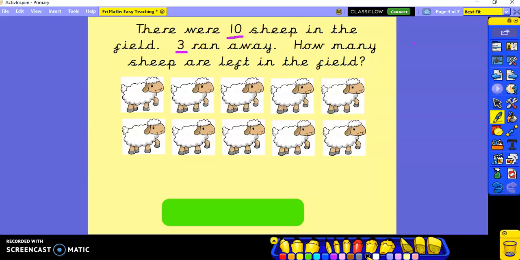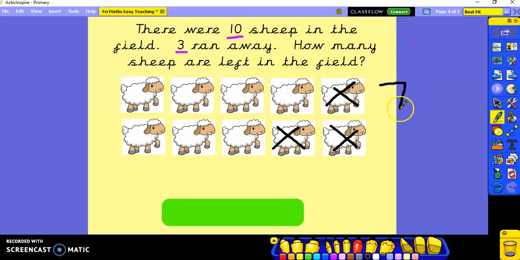Right, so I'm going to have a go at doing my workings out this time. So here are my 10, and I could cross 1 out that ran away, 2 out that ran away, and 3 out that ran away. And let's see how many are left. 1, 2, 3, 4, 5, 6, 7.